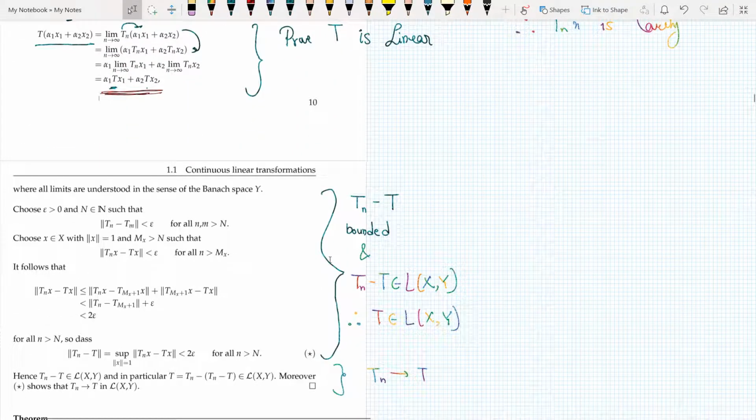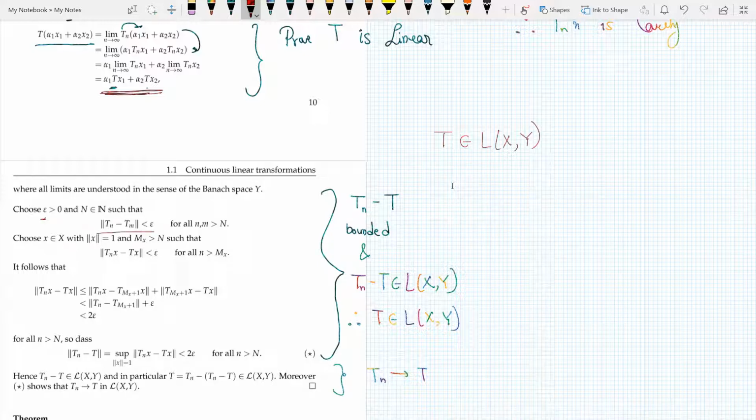Now, what do I need to prove? I need to prove that my operator is bounded, because ultimately what I need to prove is that T belongs to L(X,Y), which is the space of all bounded linear operators from X to Y. So how do I prove that my T is bounded? I start by choosing an epsilon greater than 0. And again, since I took a Cauchy sequence, I have this condition satisfied. This is exactly what I wrote here.